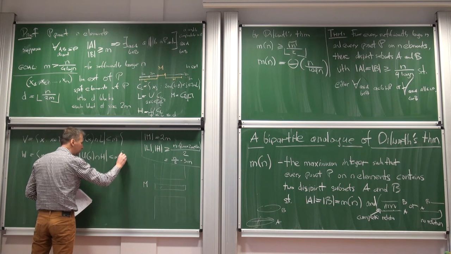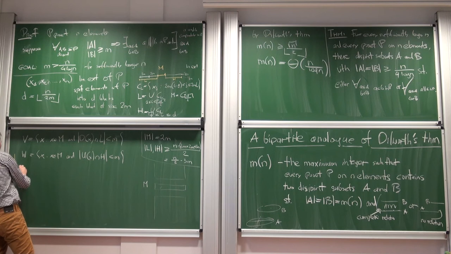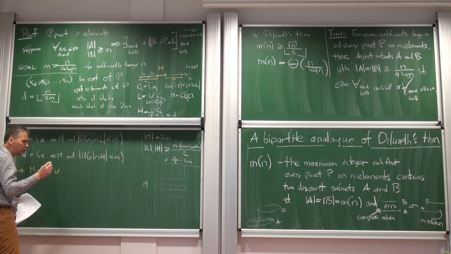Yes, so these are the two sets. And now the first trick is that actually these two cover M. I want to write now that M is actually equal to V union W. So what would happen if there is an element that is not in both?